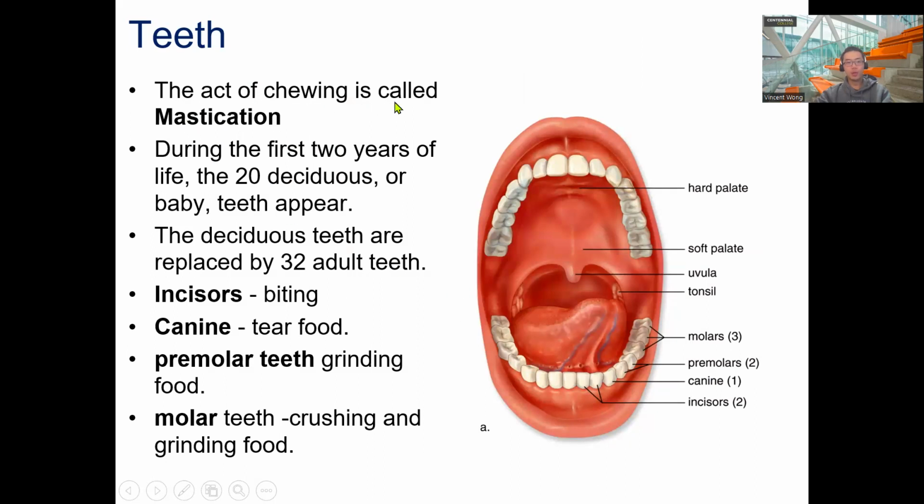The act of chewing is called mastication. There are always unnecessarily complicated words to describe simple things in this course, right? But don't blame me, I'm just the messenger. So chewing is called mastication, and there are two muscles necessary for this action. We'll learn about them later on in the course.